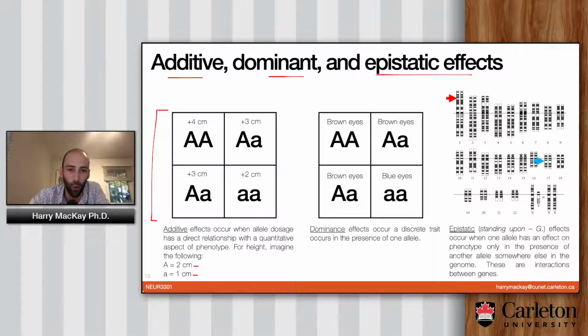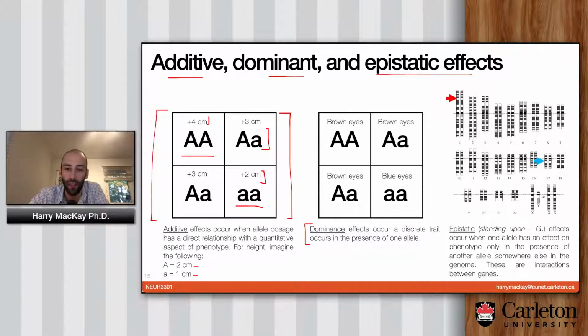So if you draw your favorite Punnett square illustration, there are 4 possible genotypes you can have, really 3 technically. You could be homozygous for capital AA, in which case you'd gain 4 centimeters. You could be homozygous for lowercase aa and gain 2 centimeters, 1 from each allele. Or you could be heterozygous and gain 3 centimeters. And this is an additive effect because each copy of the capital A allele you have adds another 2 centimeters to your height.